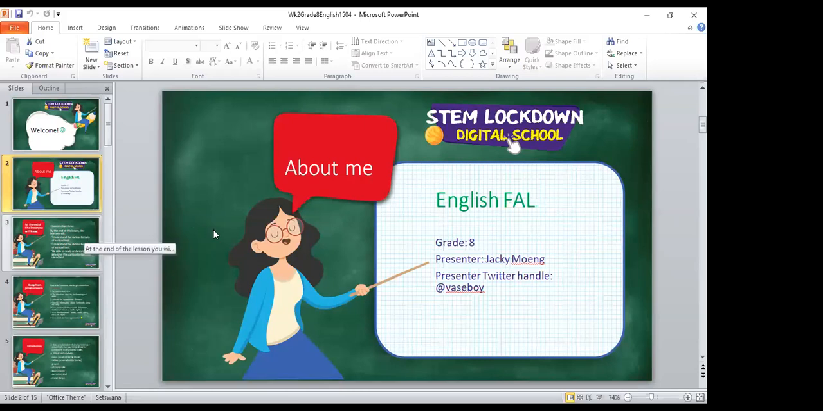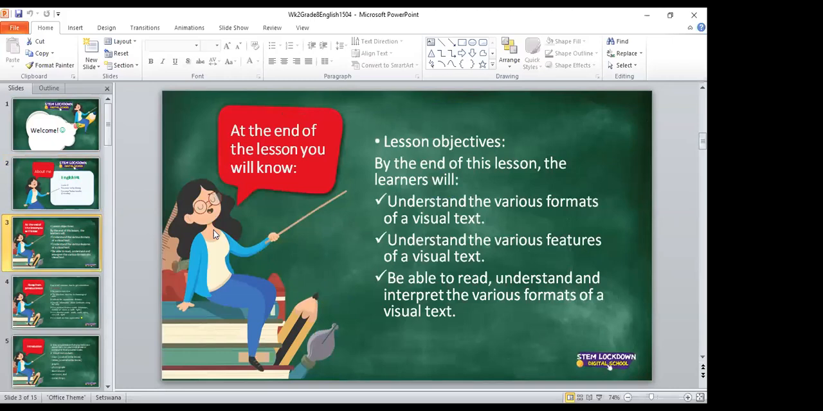At the end of this lesson, the lesson objective is that you learners will be able to understand the various formats of a visual text. You'll also understand the various features of a visual text and be able to read visual text, understand them, and interpret the various formats of a visual text. Remember what I said yesterday, that you really see visual text. You are more exposed to visual text than you realize, but at the end of the lesson, you will see that.